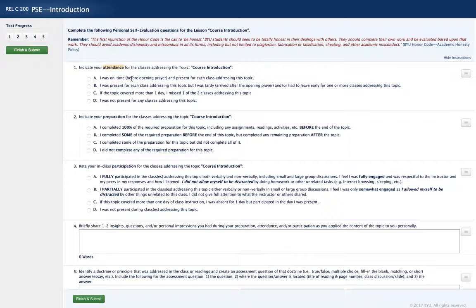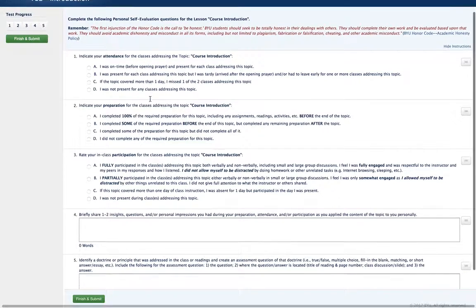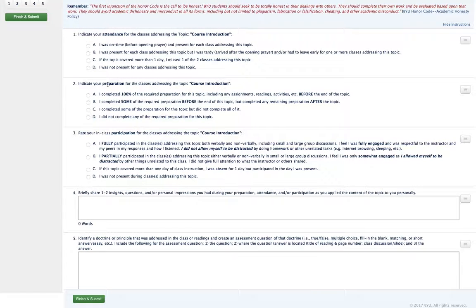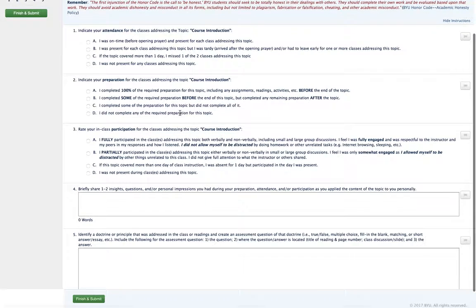If you were on time, meaning that you were there before the opening prayer, and if you were not on time, you'll indicate accordingly. The next one is to evaluate your preparation. Again, the goal is that you complete the preparation, the readings, before the conclusion of that topic. So you either completed 100% of the required preparation before the end of the topic, and if you did not, then there are options for you to indicate otherwise.